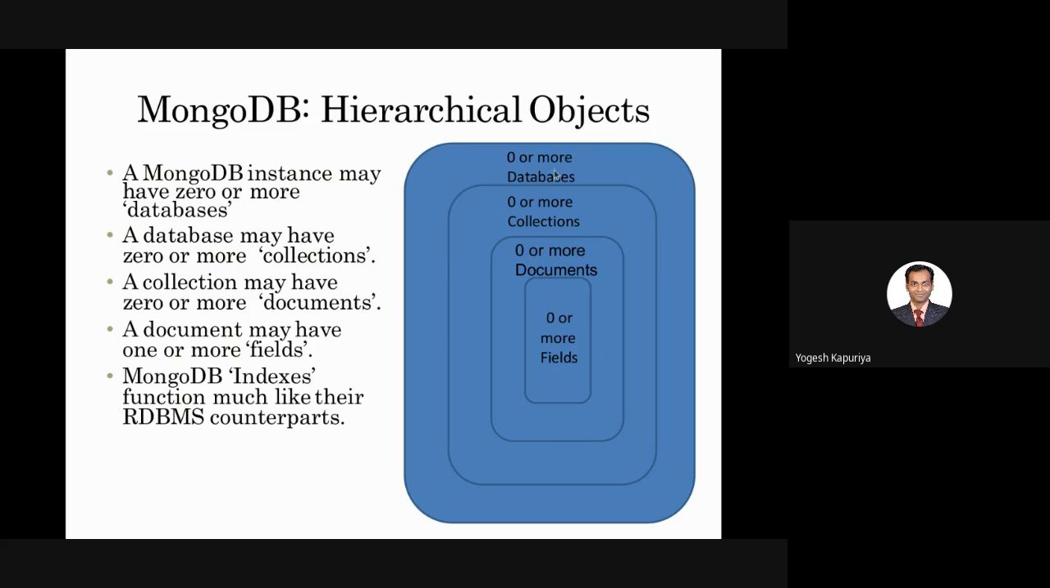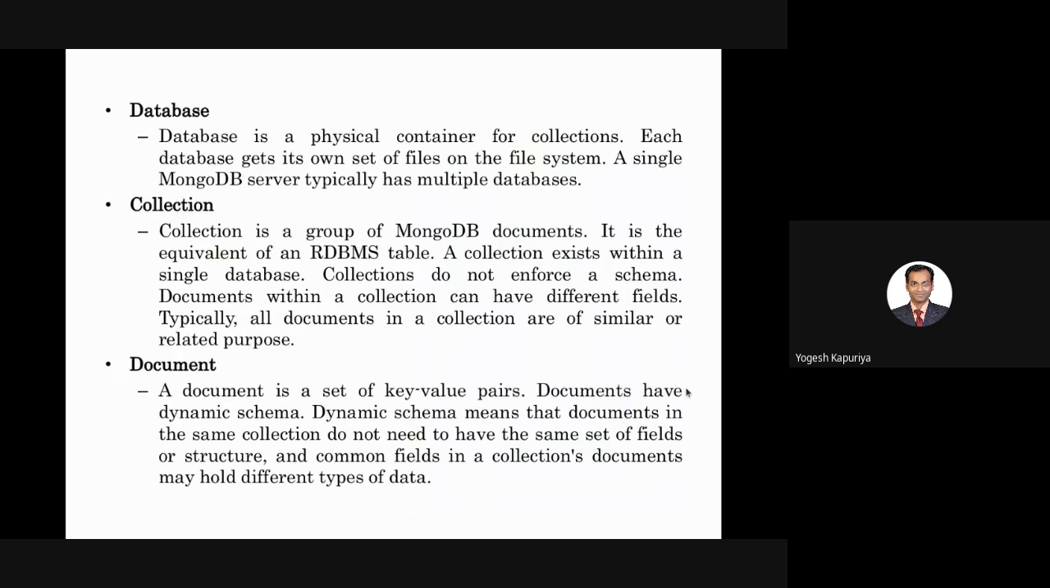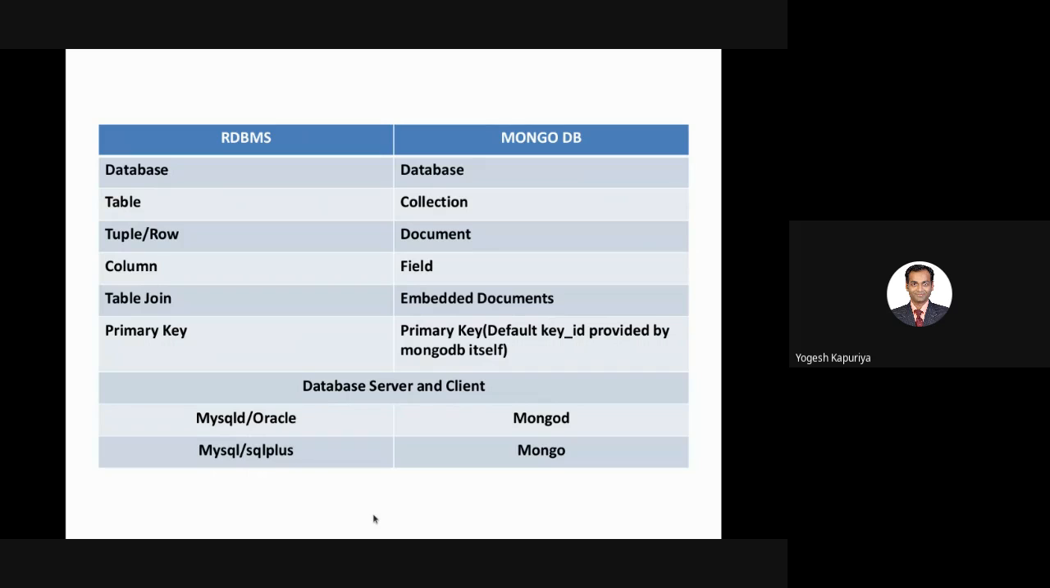Hierarchically, zero or more. This is the phenomenon which is widely popular in MongoDB. That means a database can have zero or more collections, each collection can have zero or more documents, and your document can also be an empty one. So that is what we mean by this. I think we have had enough discussion on this. So database, collection, document.